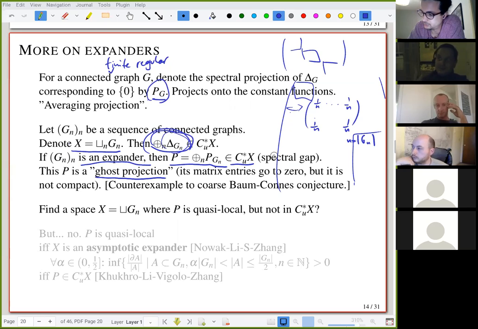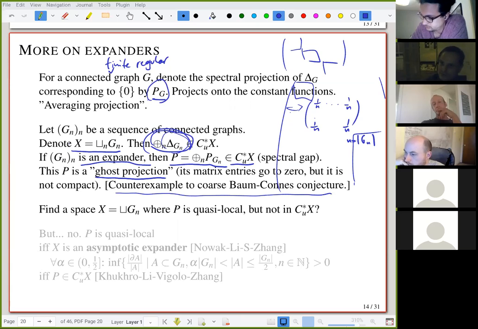And these things are weird. These have weird functional analytic properties. And these are used to get counterexamples to the Coarse-Baum-Connes conjecture in some sense. These are the ones which give you K-theory elements which are not in the image of the assembly map, if you know what I'm talking about. If you don't, then anyway, this is the route to get some counterexamples to the Coarse-Baum-Connes.